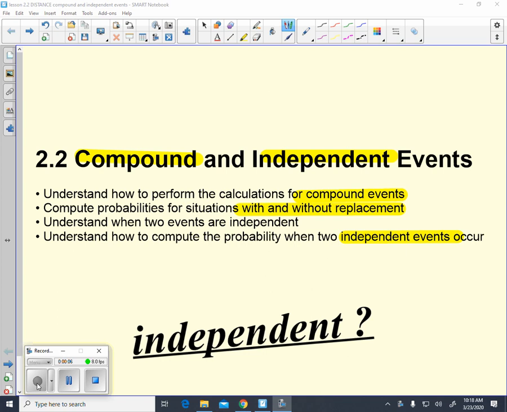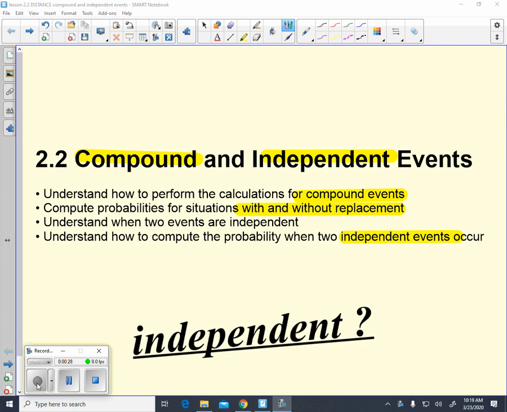Okay, well, here we go in lesson 2.2. I hope the practice in 2.1, 1 through 11, gave you some experience of working with calculation of probabilities. In this lesson, we kick it up a notch, actually, and talk about compound and independent events.